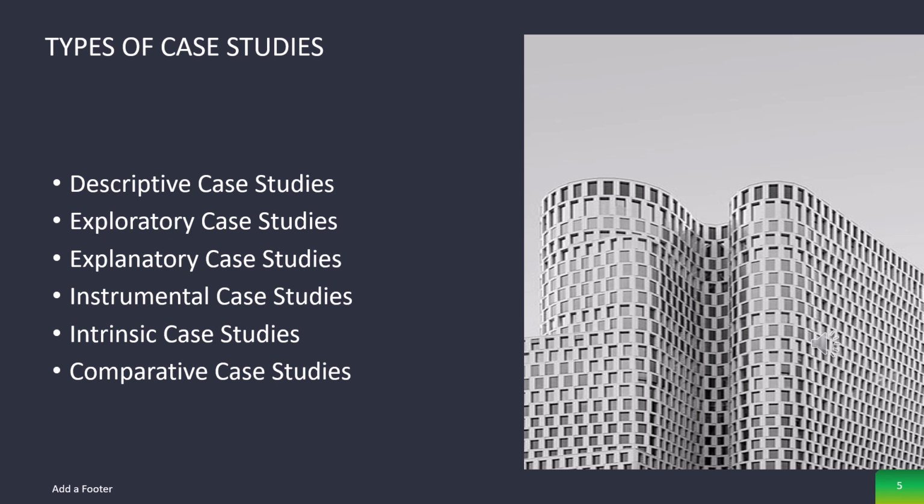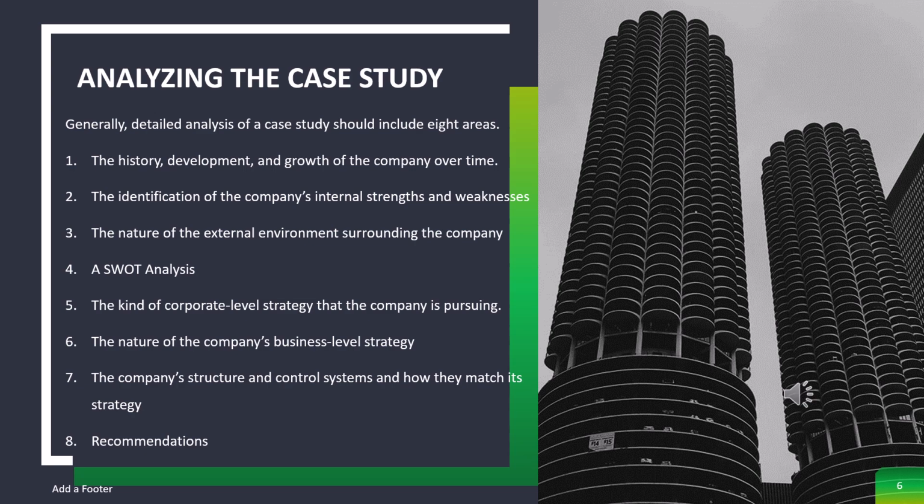A detailed analysis of a case study should include eight areas. First, the history, development, and growth of a company or organization. Understanding the company's past provides context for its current situation and future prospects. This section typically covers the key milestones, challenges, and successes the company has experienced over time.